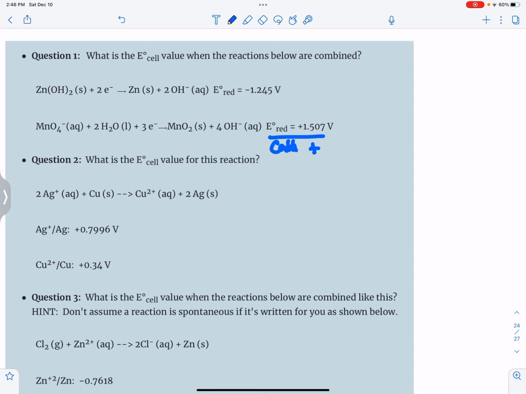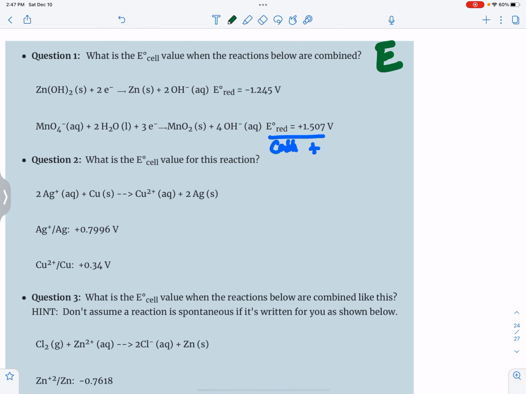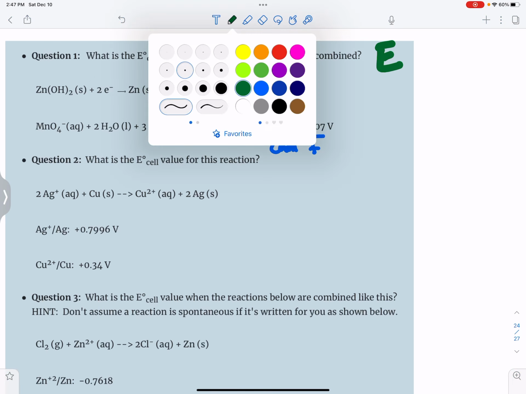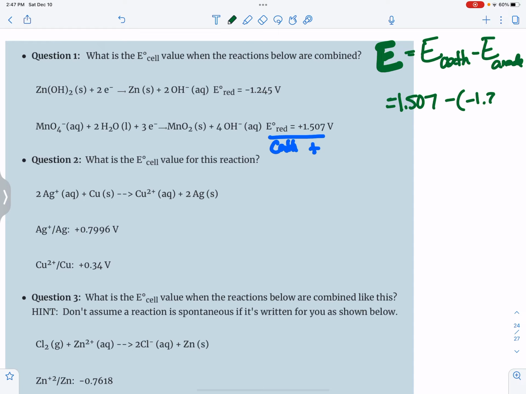So our formula, this is for all of them, E cell is equal to E cathode minus E anode. So I just say that this is 1.507 minus negative 1.245.